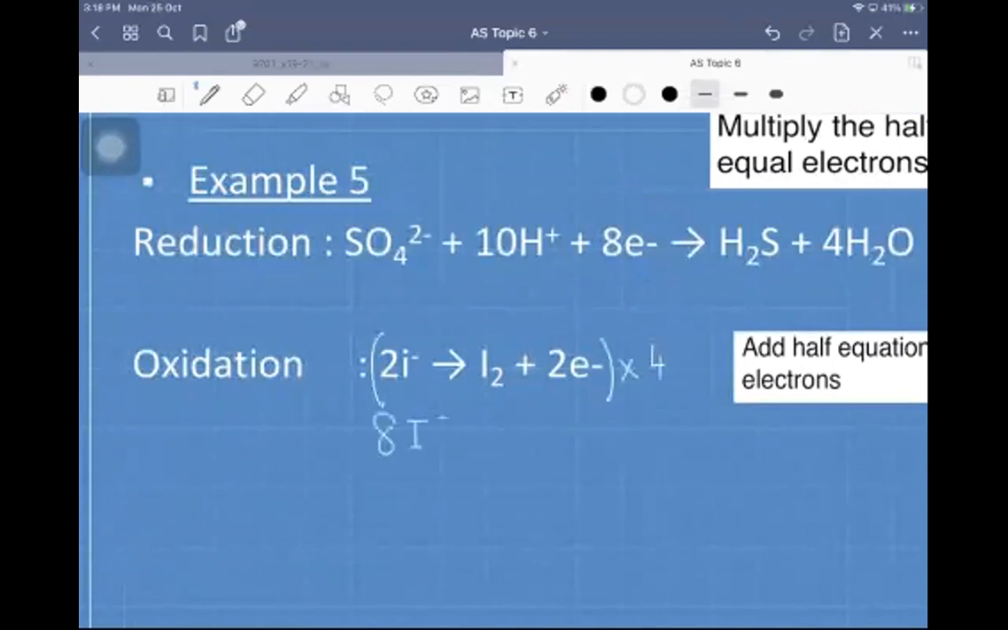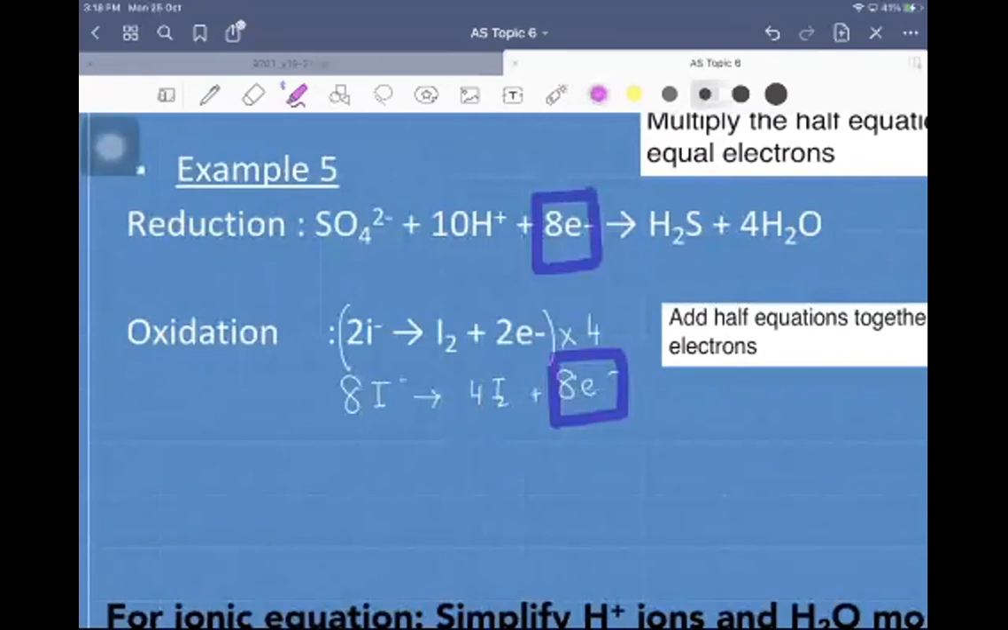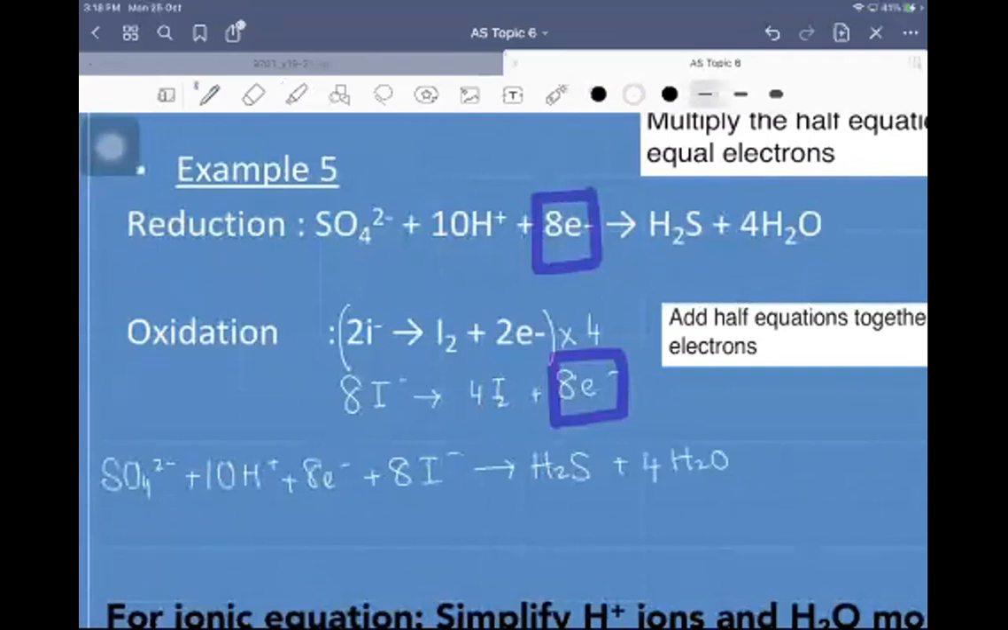so that I get 8 iodide ion to form 4 iodine plus 8 electrons. Now that I'm happy both of them are the same, I can start writing down, combining them by writing down the reactants on one side and the products on the other side. So I've got SO4 2 minus plus 10H plus 8 electrons plus 8 iodide to give you H2S plus 4H2O plus 4 iodine and 8 electrons. The only thing that you can cancel here is the electrons.